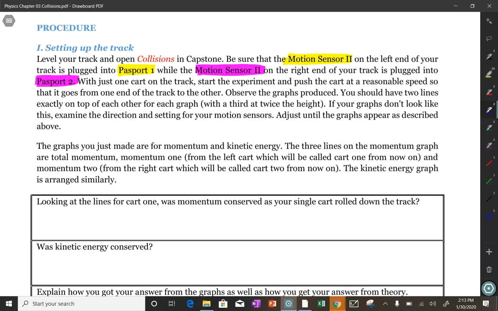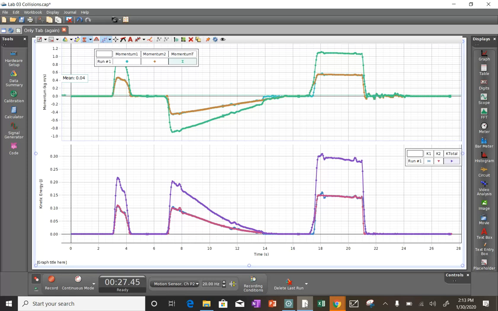Now, I'm not going to do it exactly as instructed because I want you guys to go through and answer the questions without me having answered them already. I already did this. I just started with it here and moved it manually up and down the track. I made sure that my 2 lines were indeed on top of each other with the third one equal to double. So we do 1 cart first, and then we go do the other cart?